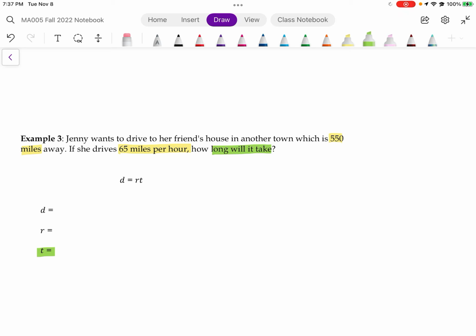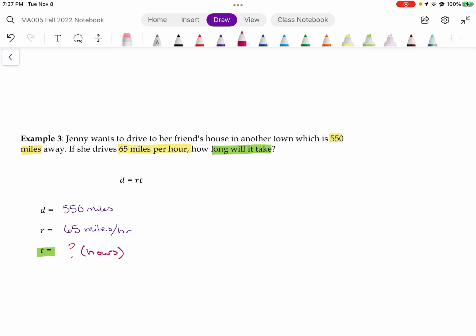All right, so then we have to go figure out what everything else is. So that one is our question mark. All right, so 550 miles, that's the distance. And if she drives 65 miles per hour, that's her speed, which is a rate, 65 miles per hour. So we're dealing in miles and hours. So the time that we're going to get as an answer is going to be in hours, right? Because miles per hour, so it's going to be in hours.